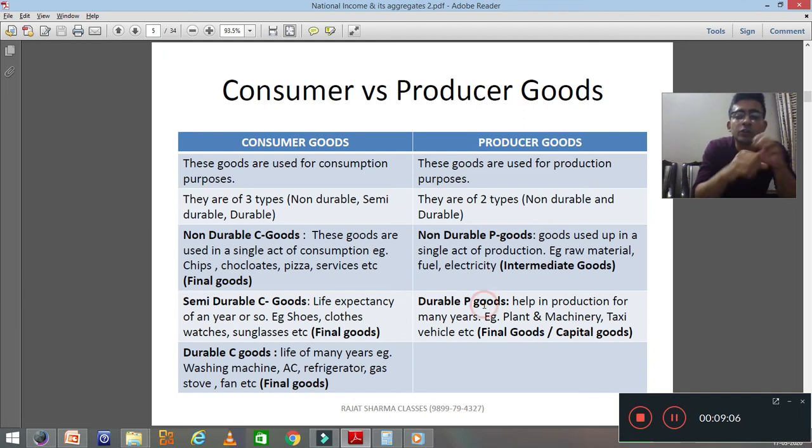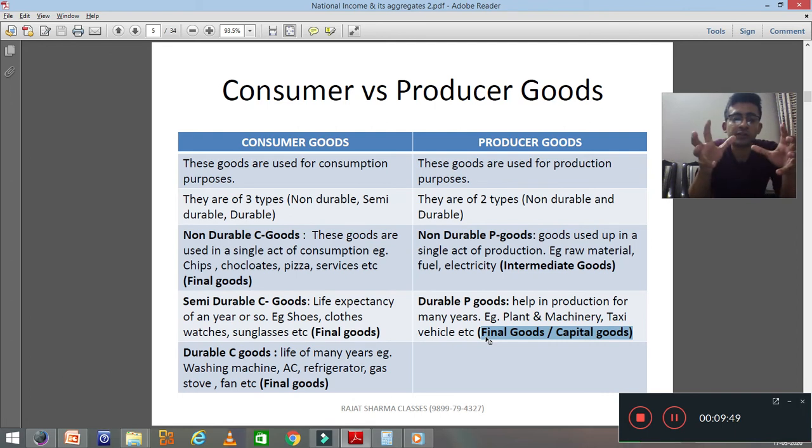The other one is durable producer goods, like something that a producer purchases which helps the producer in the process of production for many years. For example, plant and machinery. We also take an example of a car in case of a taxi driver. A taxi driver purchasing a cab or a car. So he is purchasing the car and using the car for many years to produce taxi services, right? So these are also known as capital goods or final goods, the durable goods. So all the non-durable are intermediate and all the durable producer goods are final goods or capital goods.